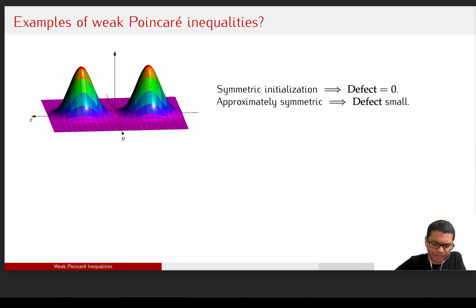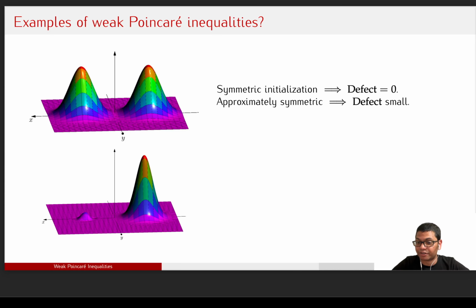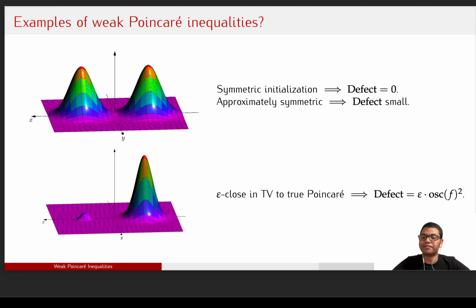Okay, to consider yet another example, let's say you have a strongly log concave distribution, but then it was perturbed by a tiny blip or a tiny amount of probability mass somewhere far away from the cluster. In this case, if you have epsilon mass that is far away from this single cluster which does satisfy true Poincaré inequality, then the overall distribution, and in particular Langevin diffusion for this distribution, satisfies a weak Poincaré inequality where the defect is epsilon times the oscillation of f squared.